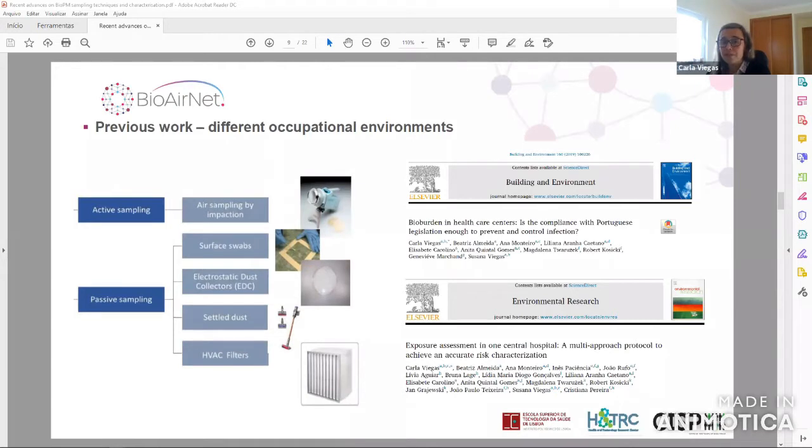Both papers show the inefficacy of Portuguese legislation regarding indoor air quality, since we can comply with legislation if we perform only air sampling and count colonies. But if we decide to apply other sampling methods, or even identify fungal species in the cases where the counts were complying, we can observe toxigenic species and some with clinical relevance. Additionally, in the primary healthcare centers, mycotoxins were detected in air by the impingement method and also in settled dust.